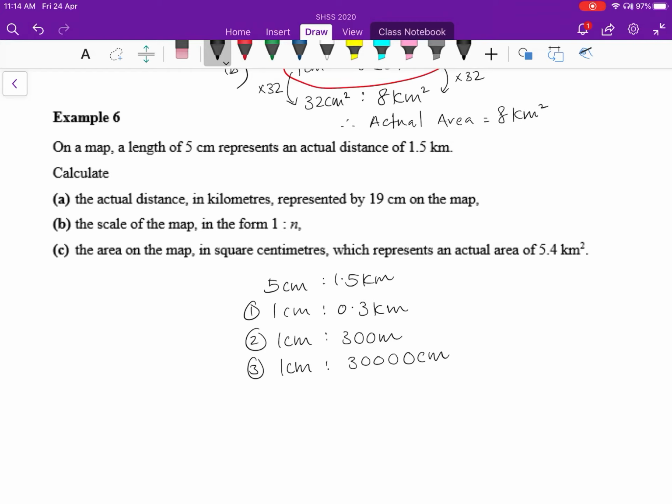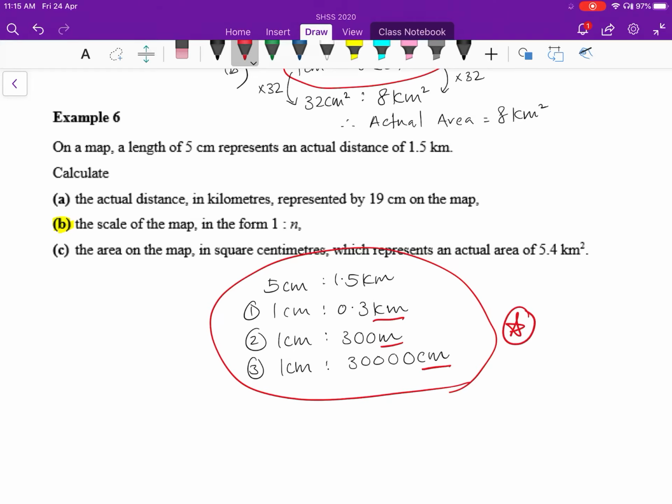See, accidentally, I have already done part B. The scale of the map in the form 1 is to n. Okay, but I always want to have this as a safety net. Once I have this, I'm able to do any questions. Whether it is in km, meters or cm, I can do any question. So I always do this first in maths and skills.